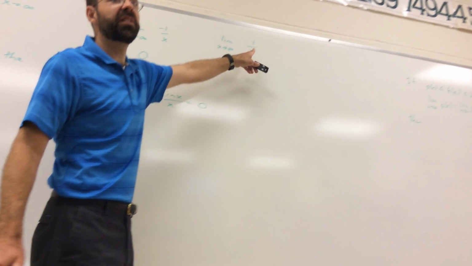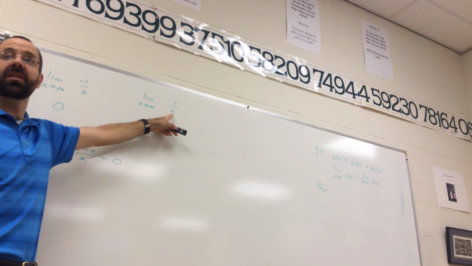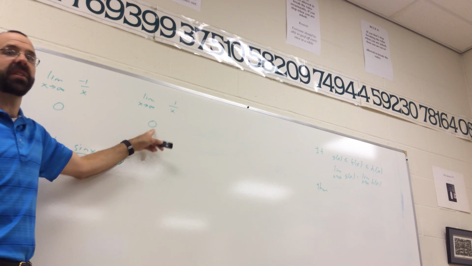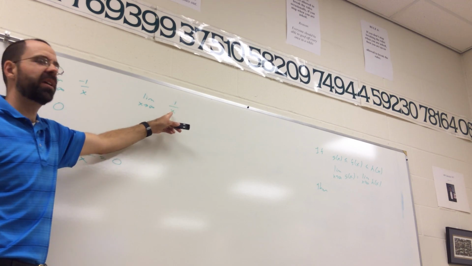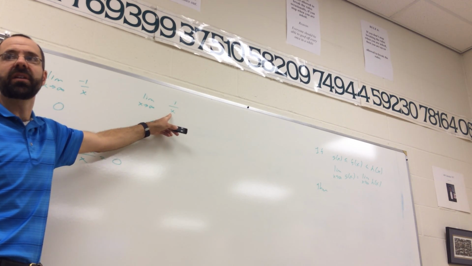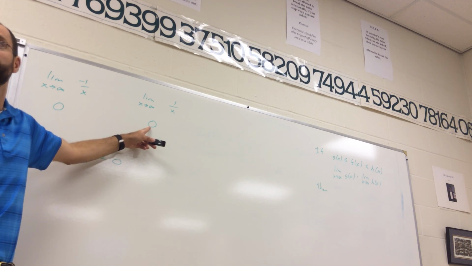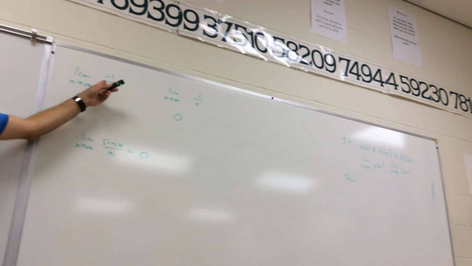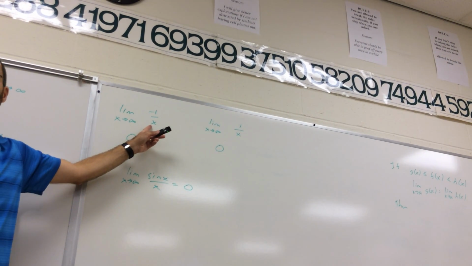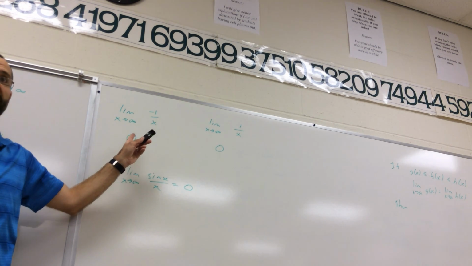Really what's going on here is if you take a number divided by a huge number, it's going to be close to 0, right? That's all this says. If you take a number divided by a huge number, like a billion, it's going to be pretty darn close to 0. Same thing if you take a negative number divided by a billion. It's going to be negative, but pretty darn close to 0. That's all that's going on there.